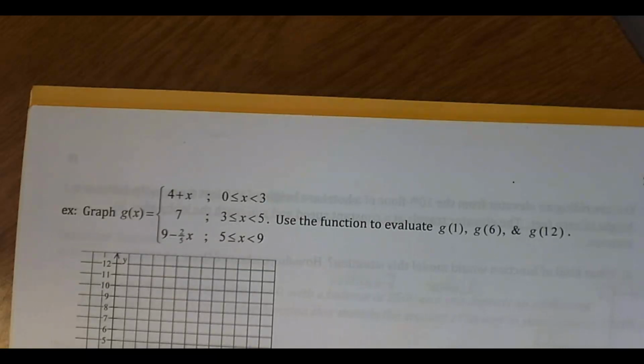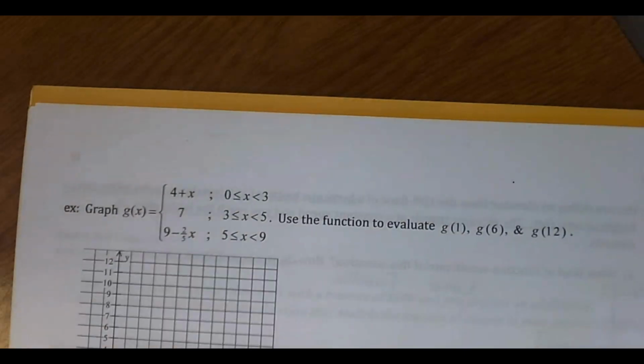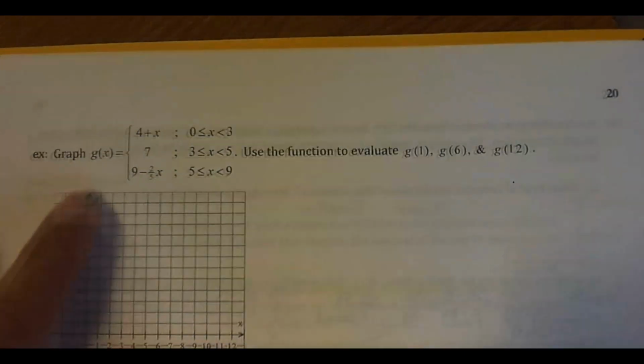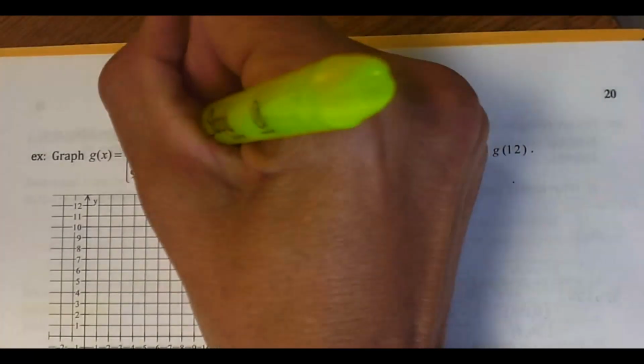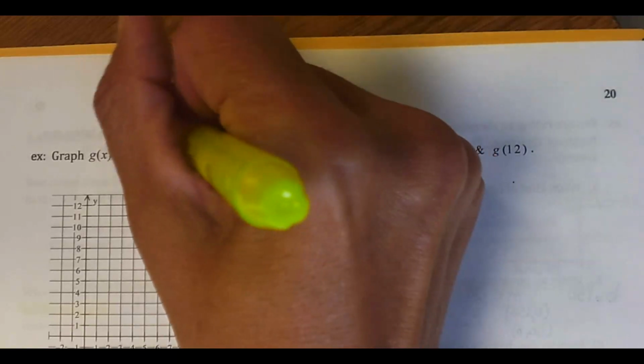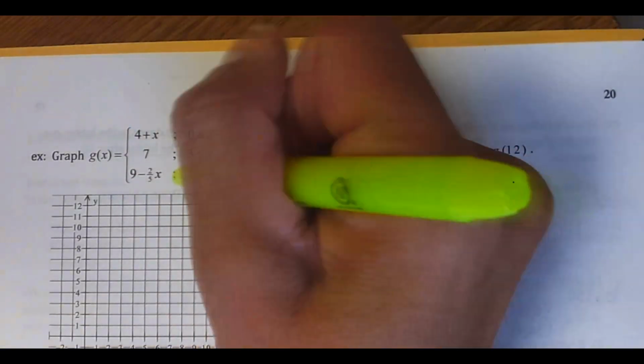All right, welcome back to part 2 of 1.4. I'm on page 20. So let's do another practice at graphing a piecewise function. We're going to be graphing 3 lines since that's all we've really practiced. The first thing I'm going to do is address my boundary walls. So I've got 0 to 3, I've got 3 to 5, and 5 to 9.